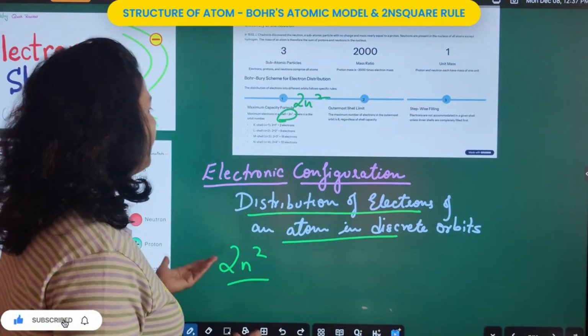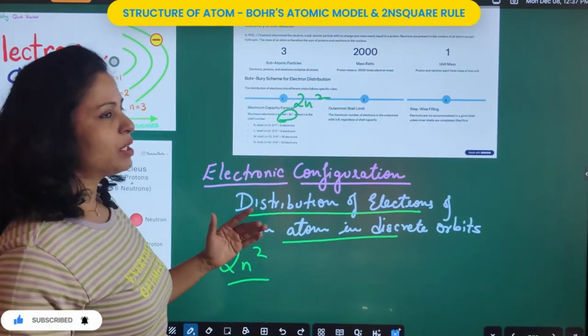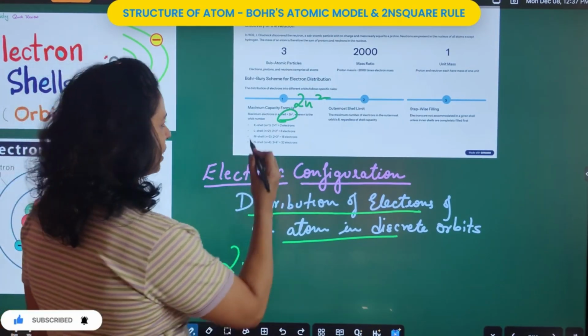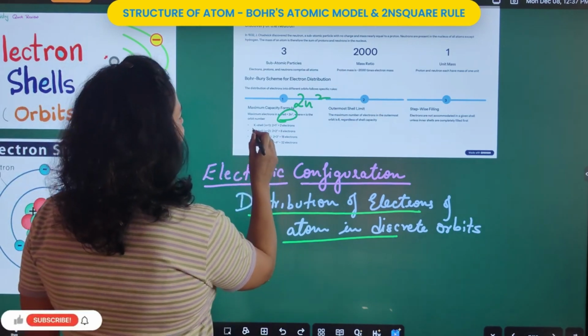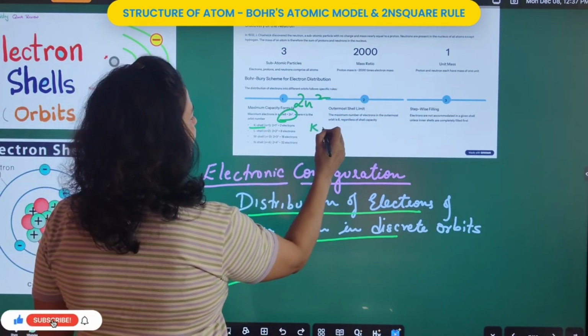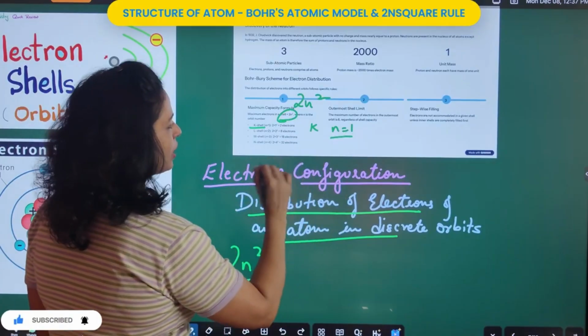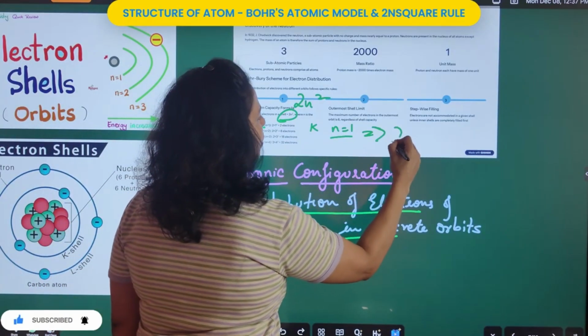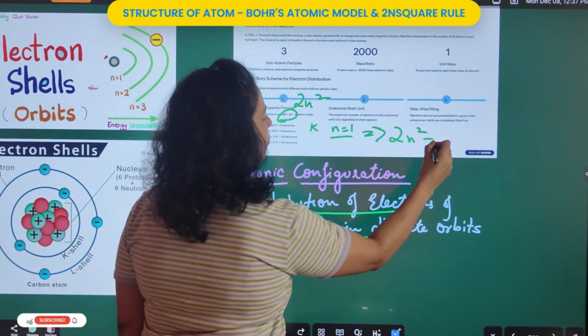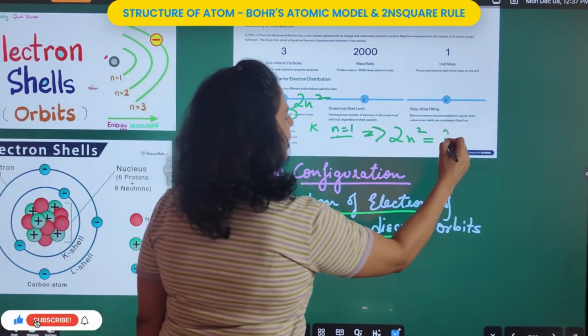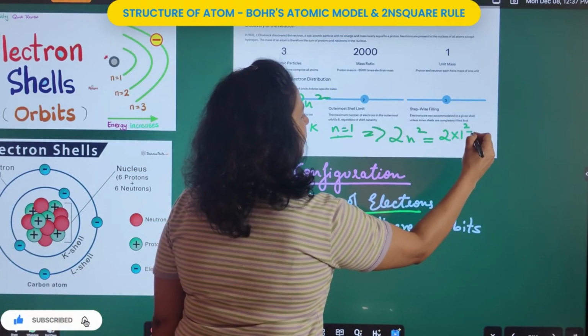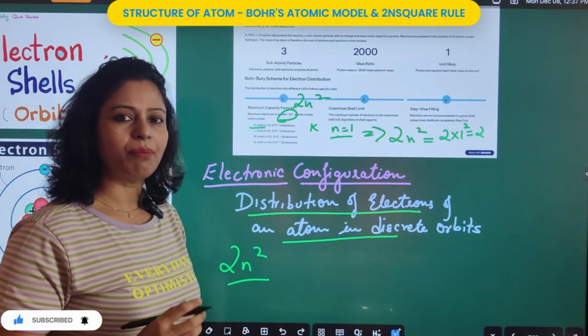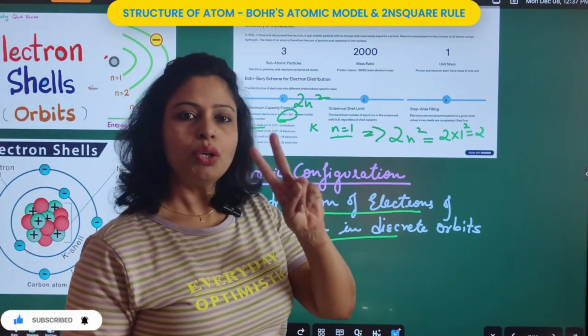So we will now study the 2n square rule. How do we write the electronic configuration? Now, for the K shell, n is equal to 1. This is the first shell. So in 2n square, n is 1, so 2 into 1 square will be 2. That means the K shell has the maximum capacity of holding only 2 electrons.